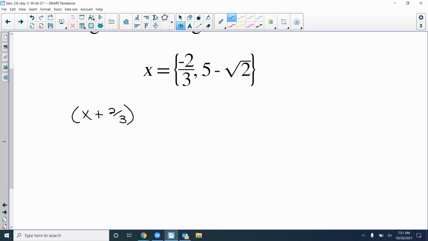You can do x plus 2/3, but that's going to give us fractions. So we've talked about this earlier. If negative 2/3 is an answer, what's actually going to be the factor? We don't want to use x plus 2/3, but we want to use what? 3x plus 2. So we want to use 3x plus 2.